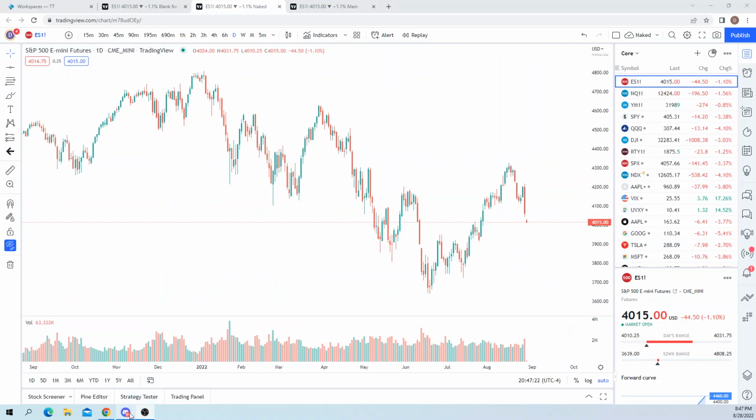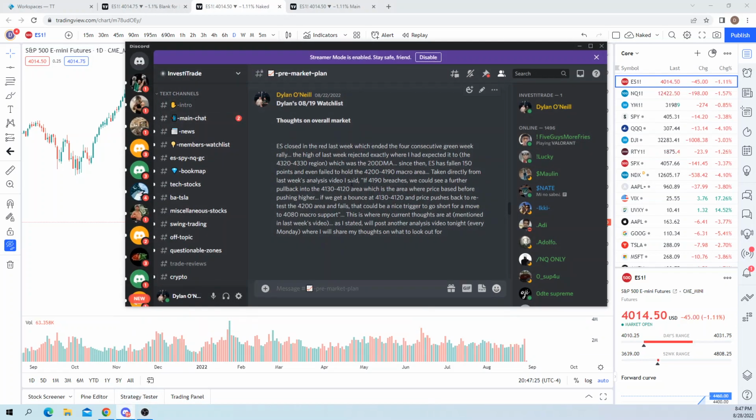So, as you can see in the InvestiTrade Discord, this was posted on Monday, August 22nd. Obviously, I made the wrong date for whatever reason. I thought it was the 19th, but I was 3 days off. So on Monday, August 22nd, I said that if we get a bounce at 41.30 to 41.20 and price pushes back to retest the 4,200 area and fails, that could be a nice trigger to go short for a move to 4,080 macro support. So that was on Monday.